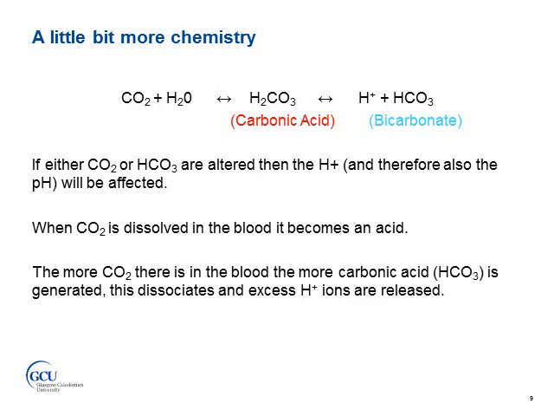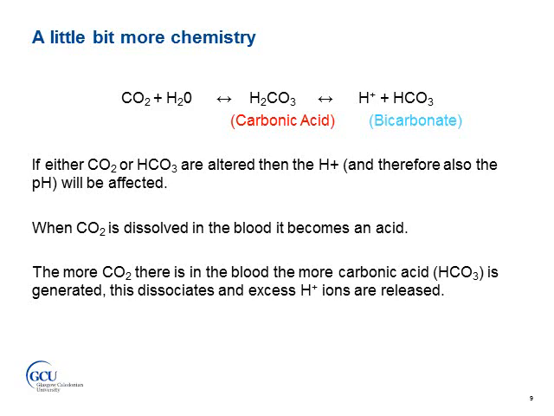A little bit more chemistry. The main equation involved in arterial blood gases can be seen below. Do not worry too much about this equation, it's just to help you understand the process that's going on within the body. What this equation shows is that if either the carbon dioxide or the carbonic acid are altered, then the hydrogen ions and then also the pH will be affected.